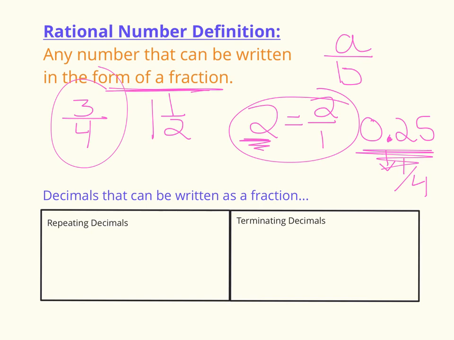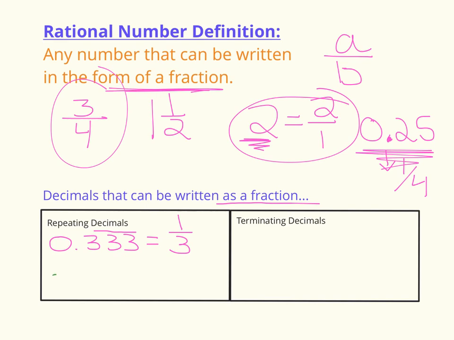if you're looking at a decimal, to decide if it can be written as a fraction, it has to have one of these two characteristics. So the first one would be a repeating decimal. So let's say you have 0.333 and the 3's are just repeating over and over again. If you have that repeating symbol, that guarantees you can write it as a fraction. This is the fraction 1/3.